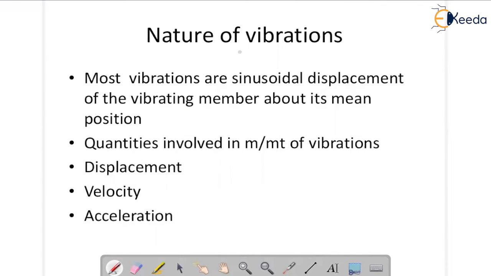So what are the different natures of vibrations? Most of the vibrations are sinusoidal displacements of the vibrating member about its mean position, and the quantities involved in measurement are displacement, velocity, and acceleration.